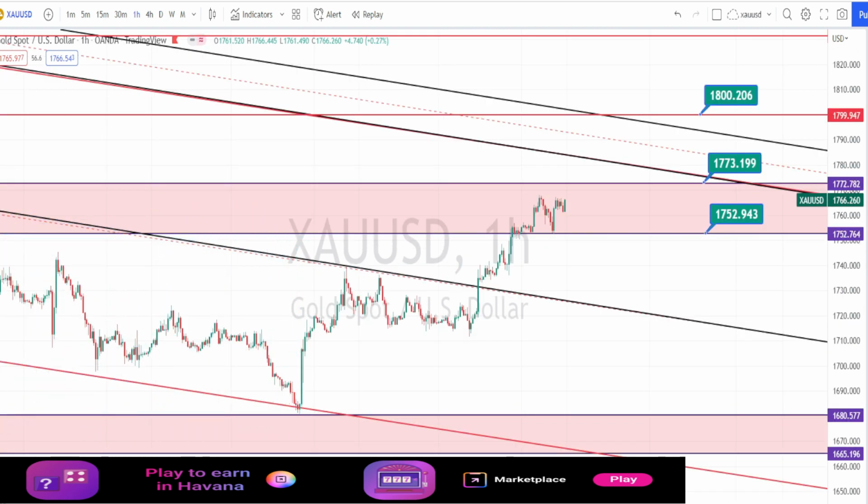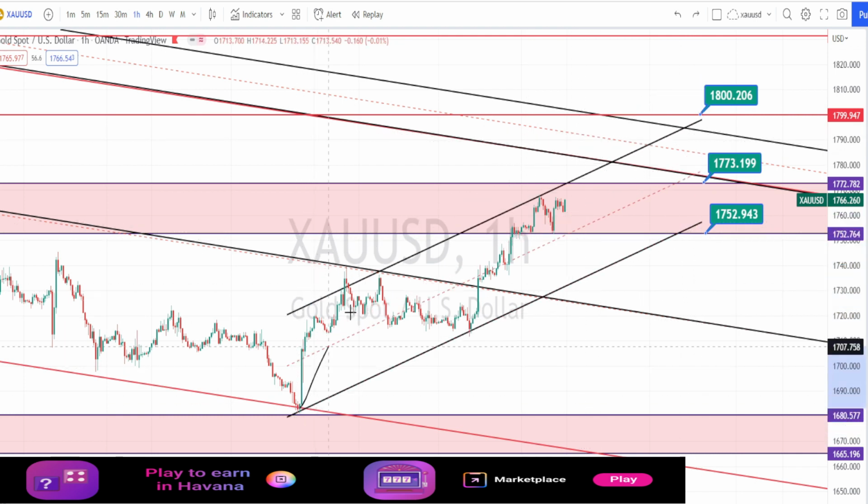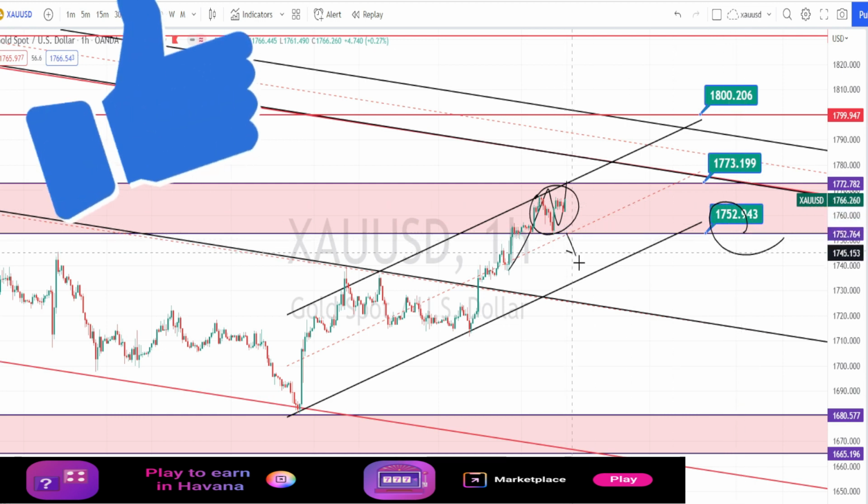When we look at the price action in hourly time frame, I am again drawing a bullish channel pattern. And based on this bullish channel pattern, the current trend of the price action in hourly time frame is in a bullish trend. Currently it has tested the resistance line of the bullish channel pattern, forming into a double top pattern. Wait for the price action to break this support level of 1752 to take trades on the bearish side.